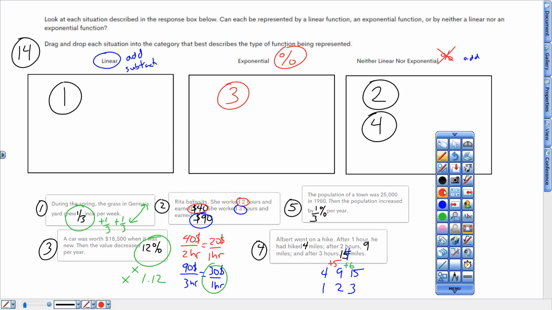And then the last one, again, I have a percent. 1/3% is about 0.33%. That would be timesing by approximately 1.3. That makes that exponential. This one would be curved data eventually, I promise. This one down here would be curved. All right, moving on.